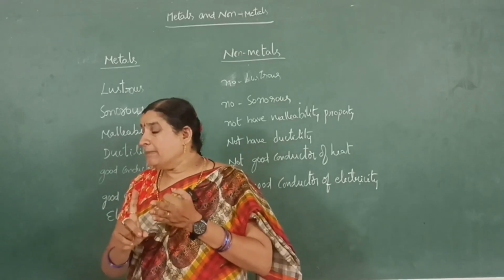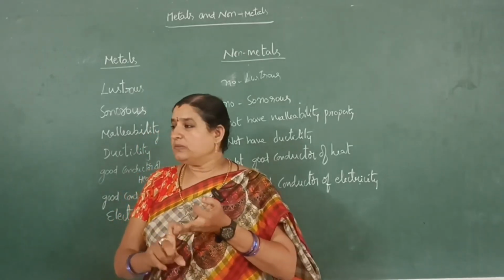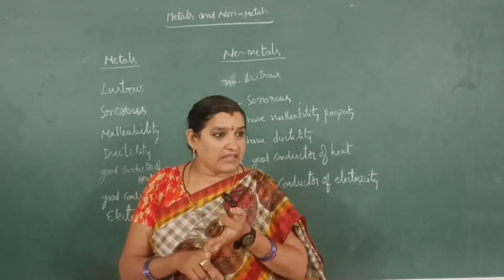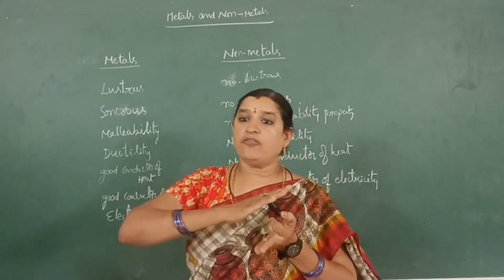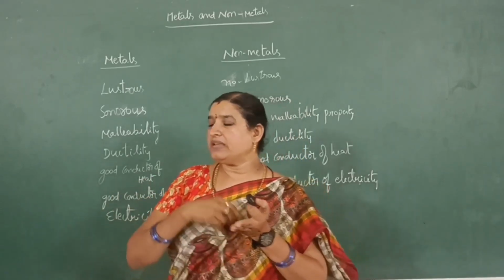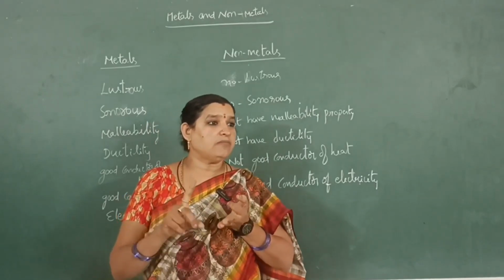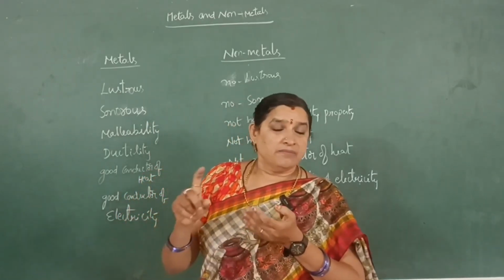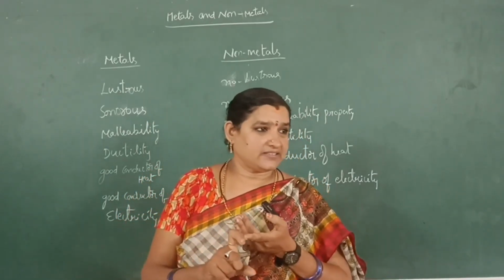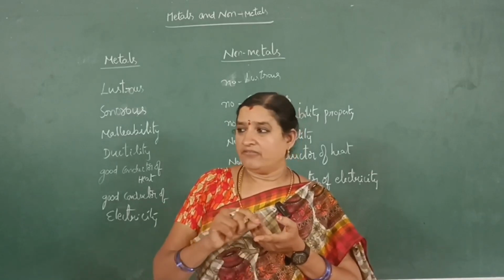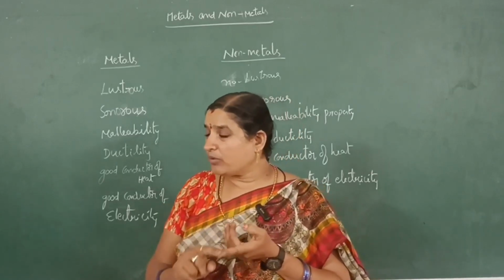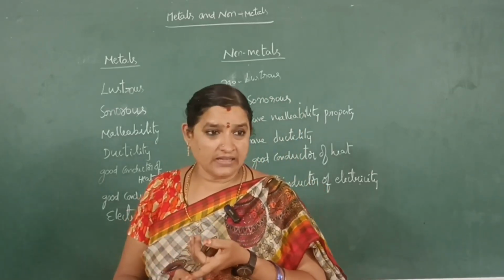Next, metals are malleable. By hammering, we can make them into foils or flat sheets. That quality is called malleability. Metals we can also prepare as wires. That property is called ductility.